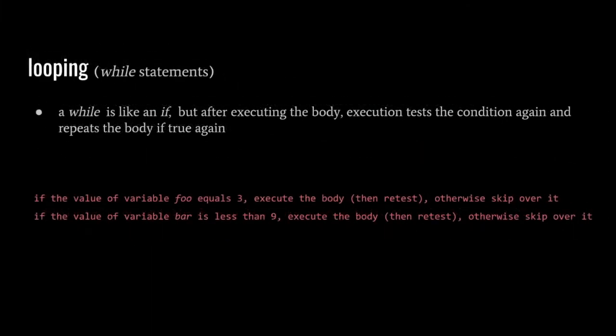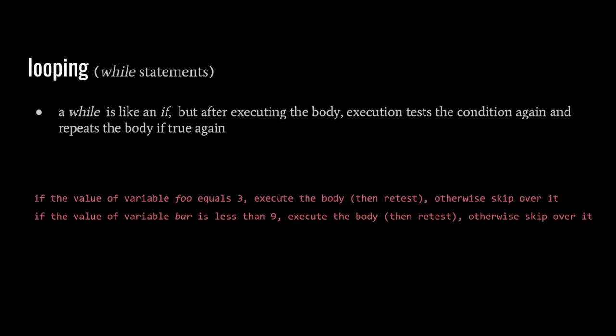In addition to branching in code, we often want to be able to loop. We want to have a chunk of code that potentially repeats some number of times. This is done with what's called a while statement, which is actually exactly like an if, but for one difference. Like an if, when the condition of a while tests true, then the body will execute, but unlike an if, after executing the body, execution will jump back and reevaluate the condition, and if the condition is true again, it'll execute the body again.